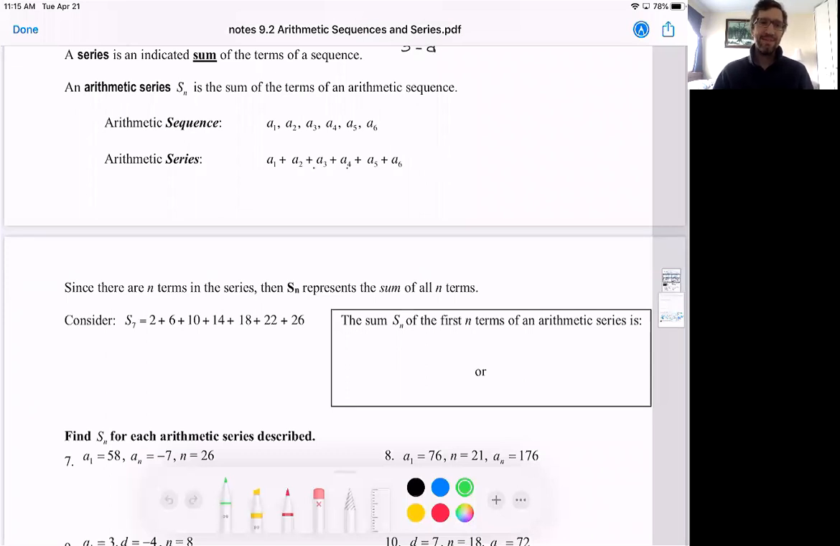So a series is an indicated sum of the terms of a sequence. The main thing to know when we talk about a series is the sum of terms. So an arithmetic series is the sum of the terms of an arithmetic sequence. An arithmetic sequence would be like this, separated by commas. Arithmetic series, you're just adding those terms. So that's all we mean. Sequence is a pattern of numbers. Series is the sum of all those numbers.